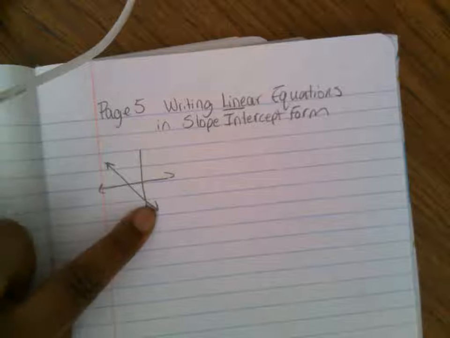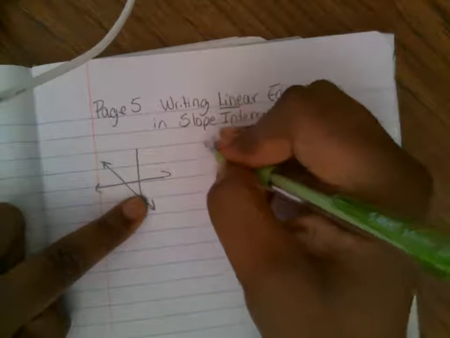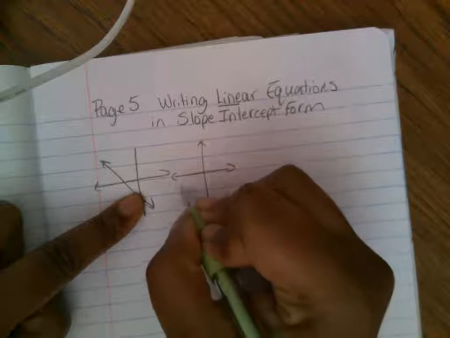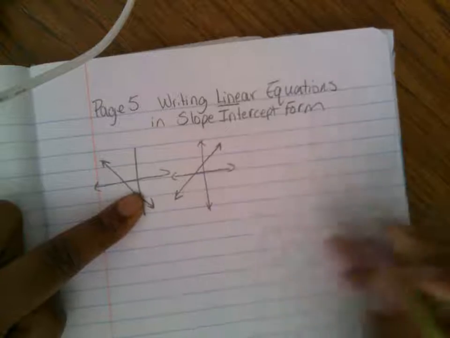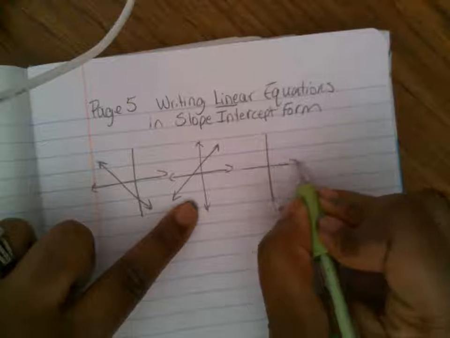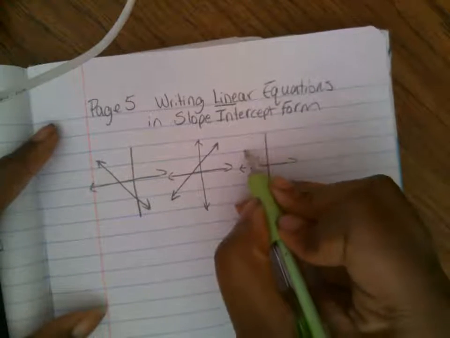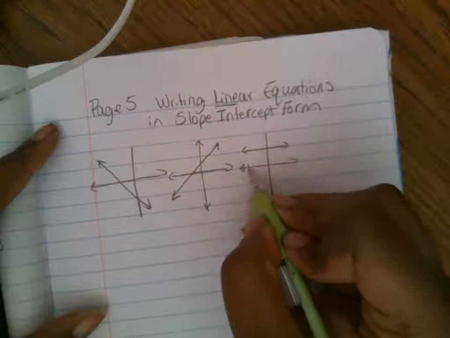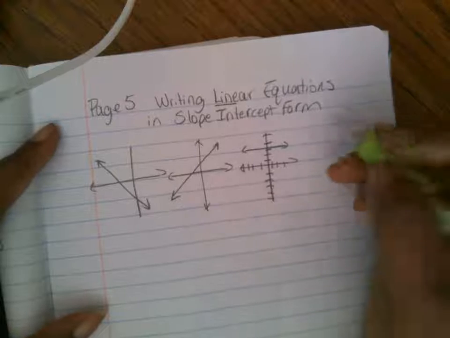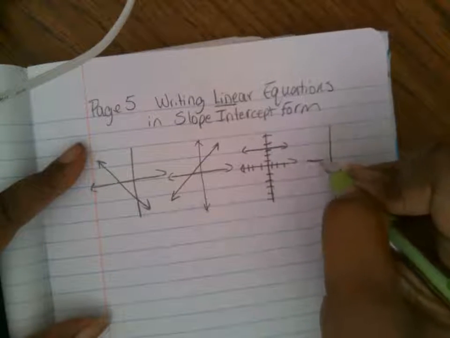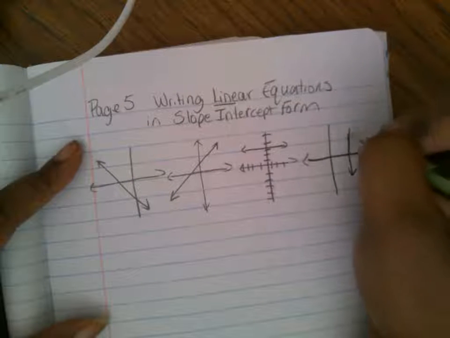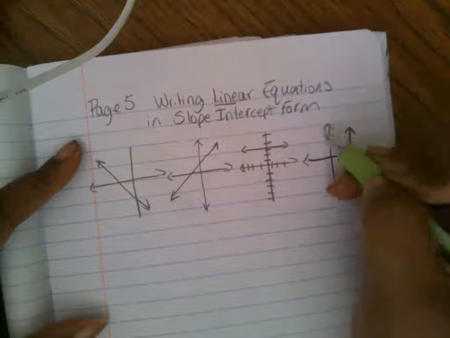An equation may graph a line that goes down, which has a negative slope. An equation may graph a line that is going up, which means that line has a positive slope. An equation may graph a line that is flat, which means it has zero slope. Or an equation may also graph a line that is vertical, straight up and down, and it has undefined slope.